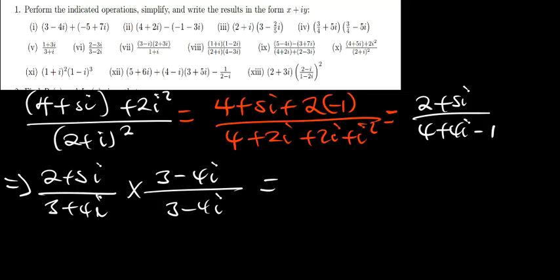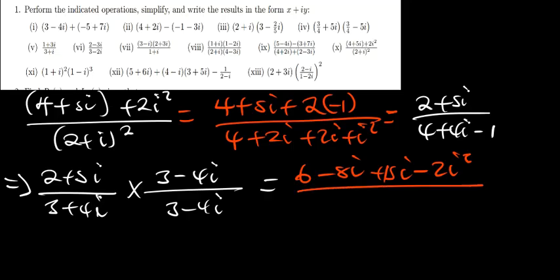So what are we going to have? We'll have 2 times 3 is 6. 2 times negative 4i is negative 8i. Then 5 times 3 is plus 15i. 5 times negative 4i is negative 20i squared. The down part, when you're multiplying this by its conjugate, square the one having negative. So here I'll say 3 squared minus 4i, then I square this like that. It's the same. Even if I do this times that, this times that, it's the same thing. So I'll continue from here.